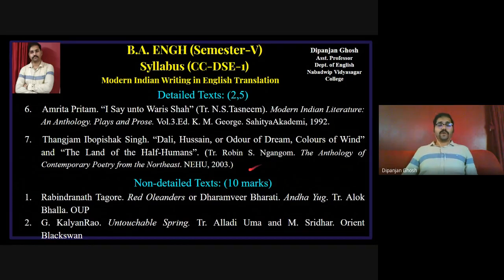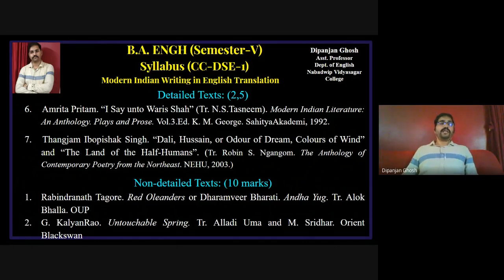And the third one is G. Kalluri Rao's Untouchable Spring. It was translated by Alladi Uma and M. Sridhar, and it was also published by Orient Black Swan. So these are the three texts, as I mentioned earlier, from which you will probably get four questions set, and you have to answer any two.